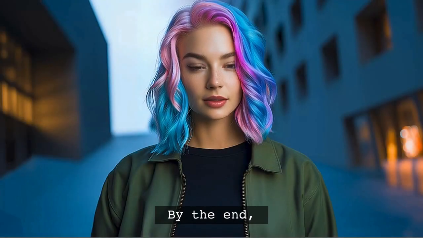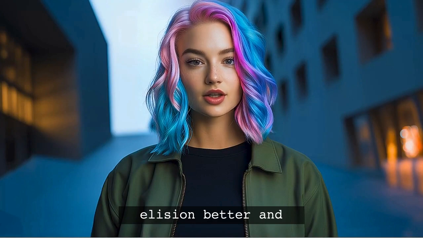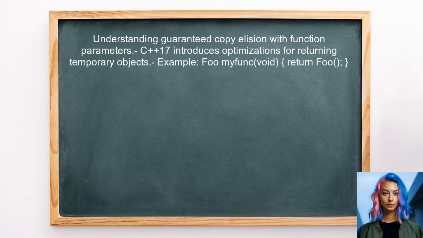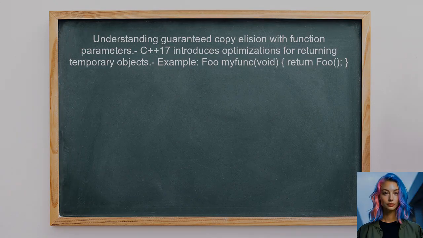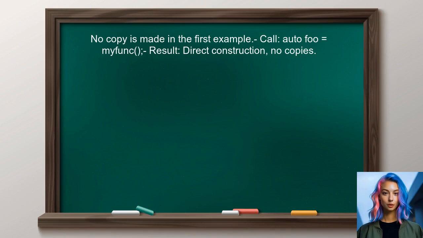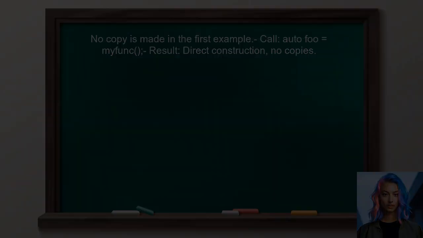By the end of this video, you'll not only understand copy elision better, but also gain insights that can enhance your coding practices. To understand guaranteed copy elision with function parameters, the user should first recognize that starting from C++17, certain optimizations are applied. In the first example, the user has a function that returns a temporary object. In this case, when the user calls myfunc, no copy is made. The temporary object is directly constructed in the location where it is needed. This is known as return value optimization.